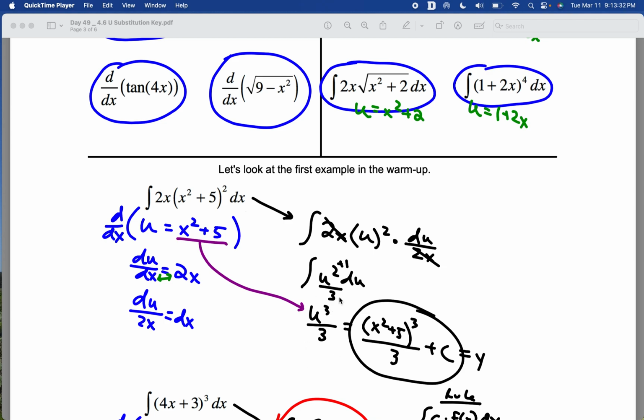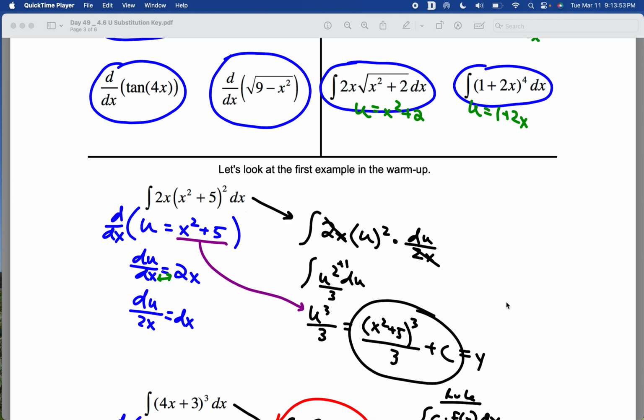And now to finish this off, I know that u originally was x squared plus 5. So I'm going to punch in x squared plus 5 for u to finish this off. And then anytime I do the general integration, I add c. So this is my solution. Okay, so again, this is my position function of that derivative function. So really, this is y equals all that.